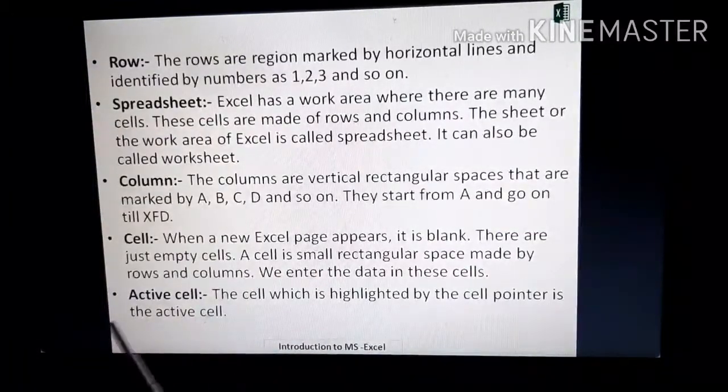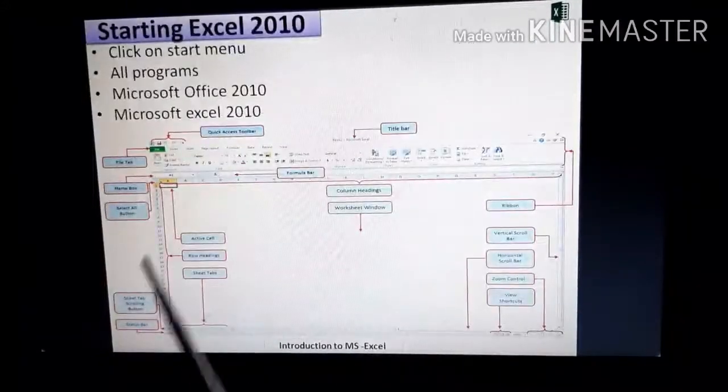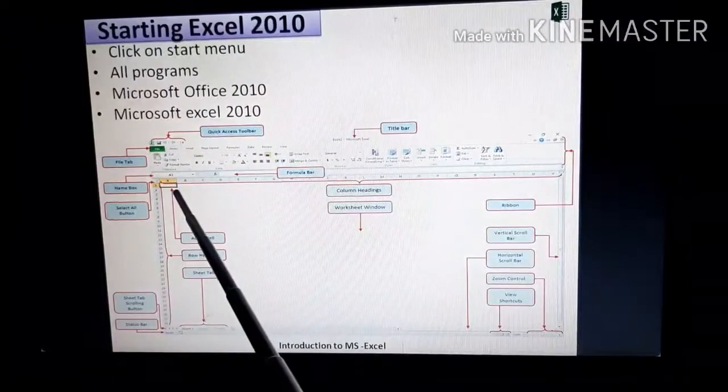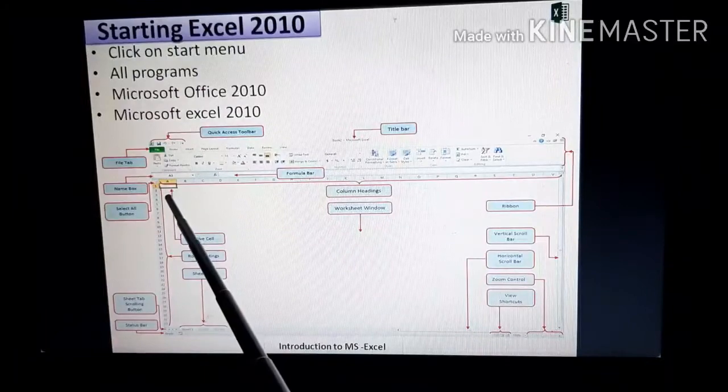So the next one is the active cell. The cell which is highlighted by the cell pointer is the active cell. You can see in this diagram, this one is the active cell because it is highlighted by the cell pointer, or you can say it is the selected cell. That's why it is highlighted.